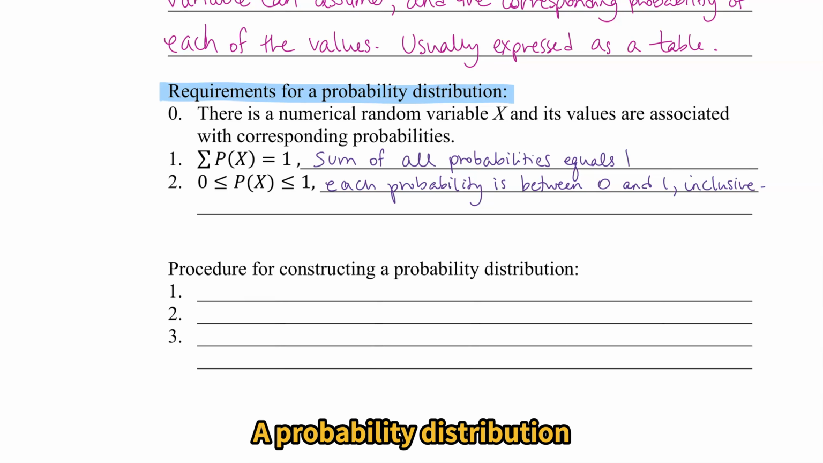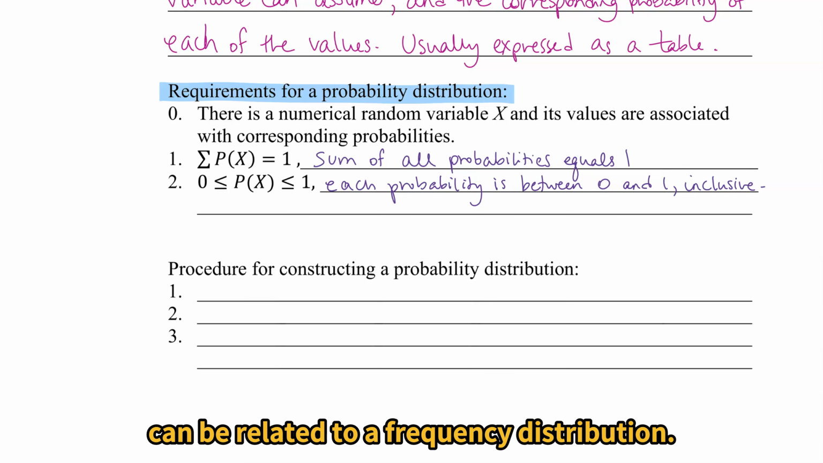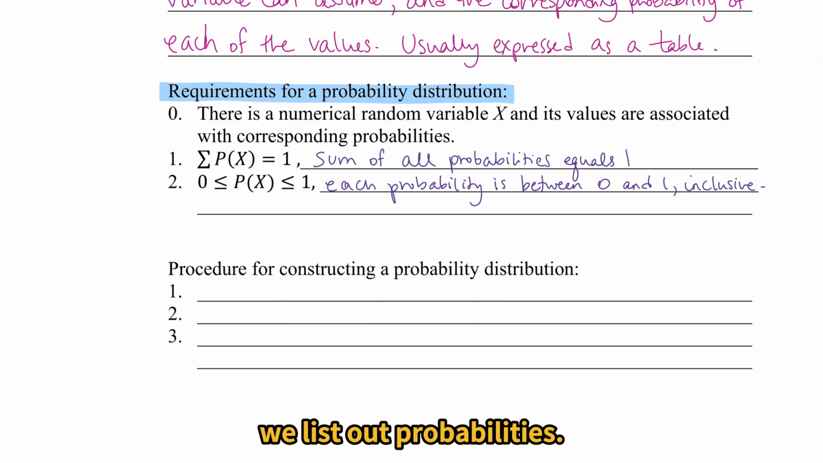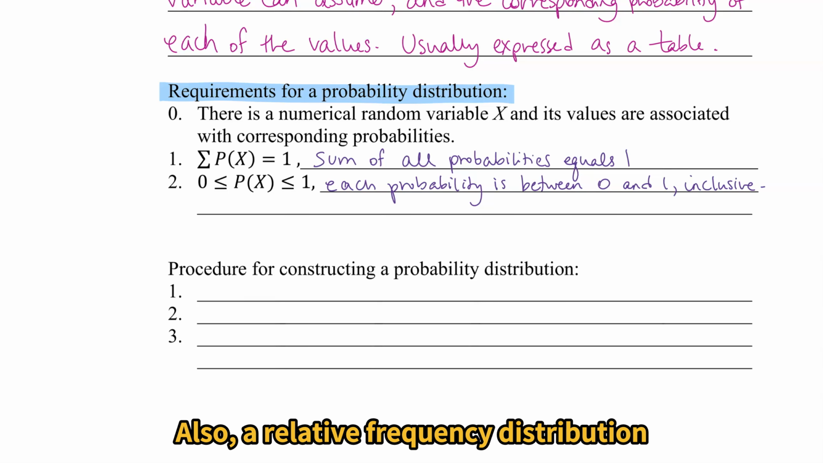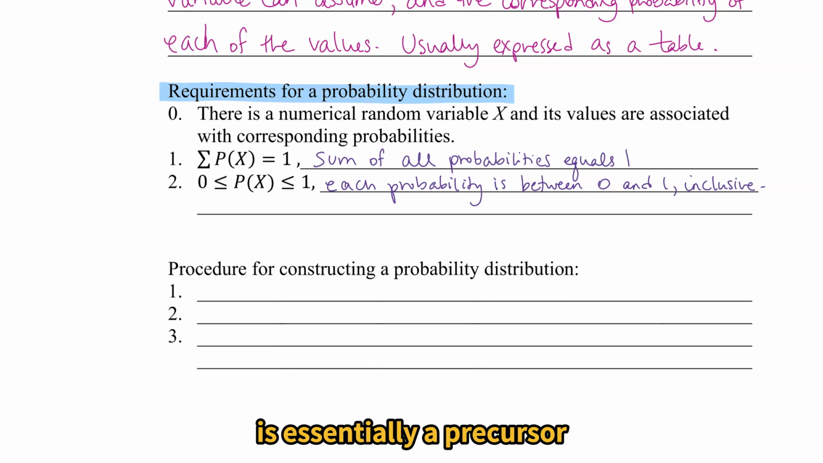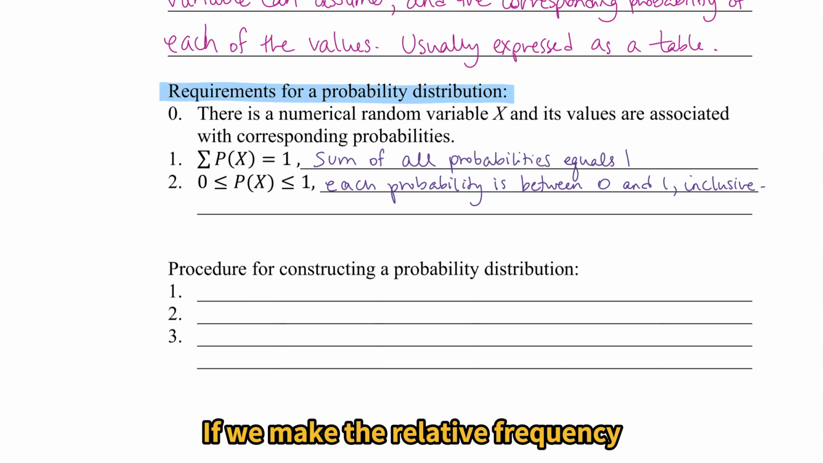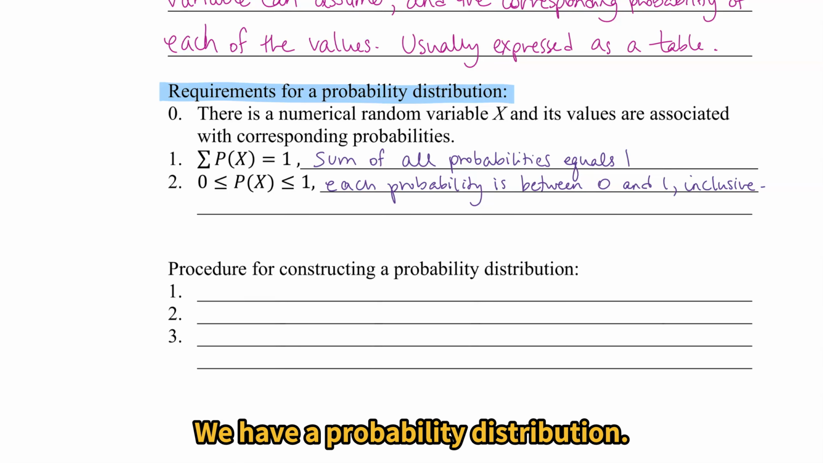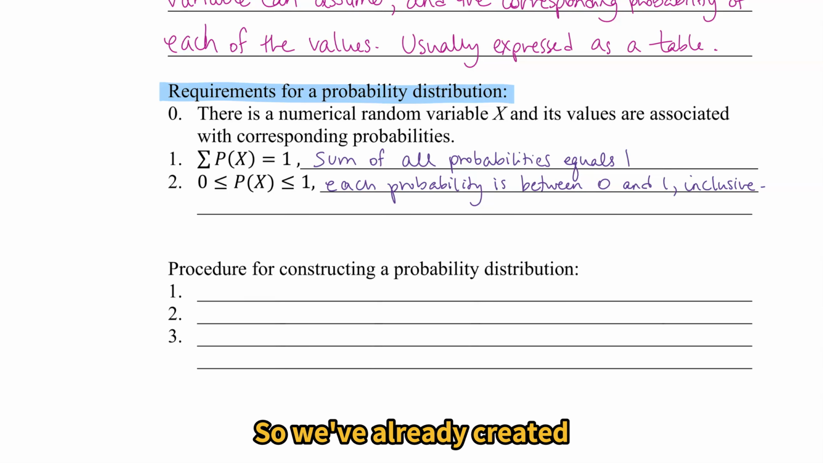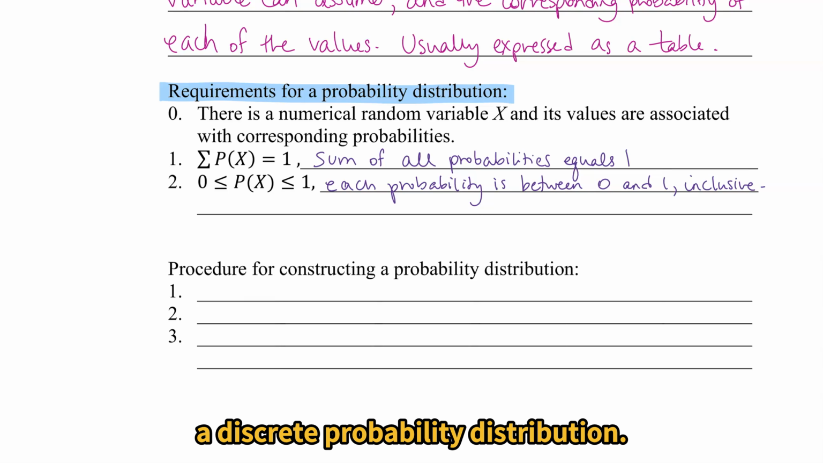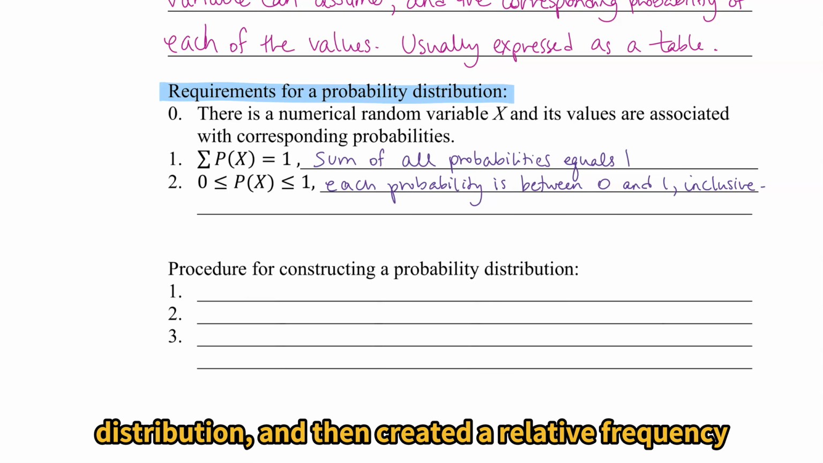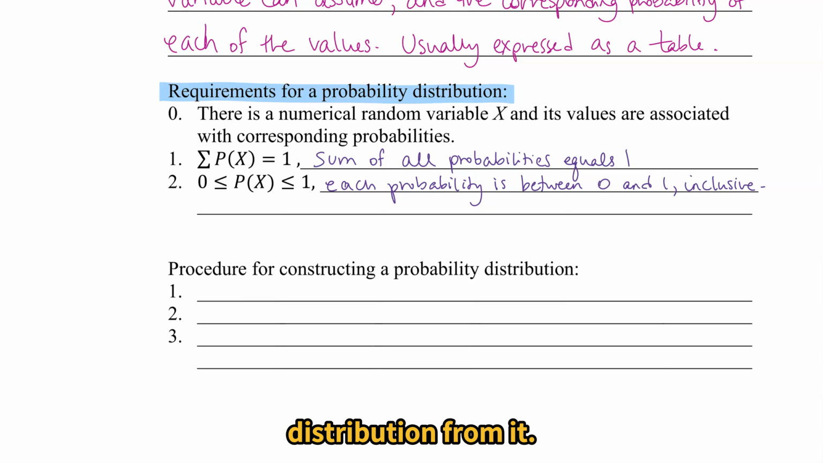A probability distribution can be related to a frequency distribution, but instead of listing out frequencies, we list out probabilities. Also, a relative frequency distribution is essentially a precursor for a probability distribution. If we make the relative frequency percentages into decimals, we have a probability distribution. So we've already created a discrete probability distribution if we've had discrete data that we put into a frequency distribution and then created a relative frequency distribution from it.